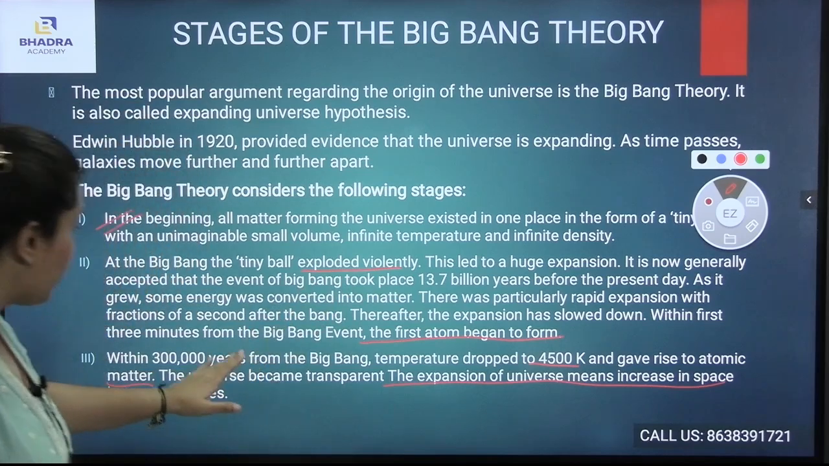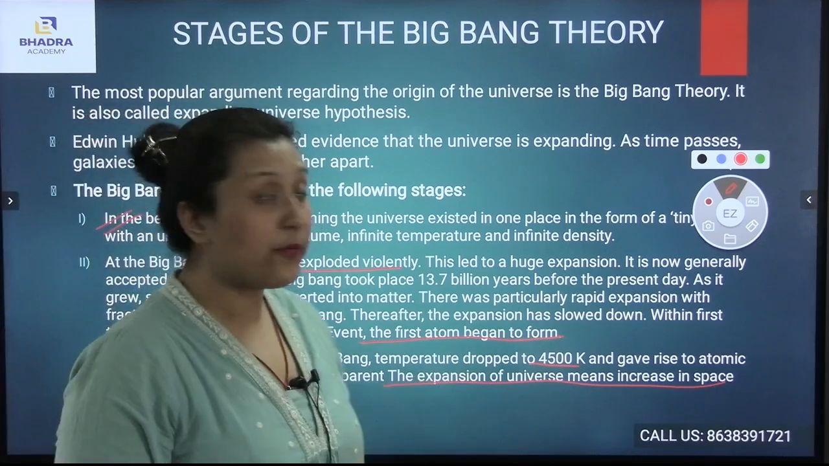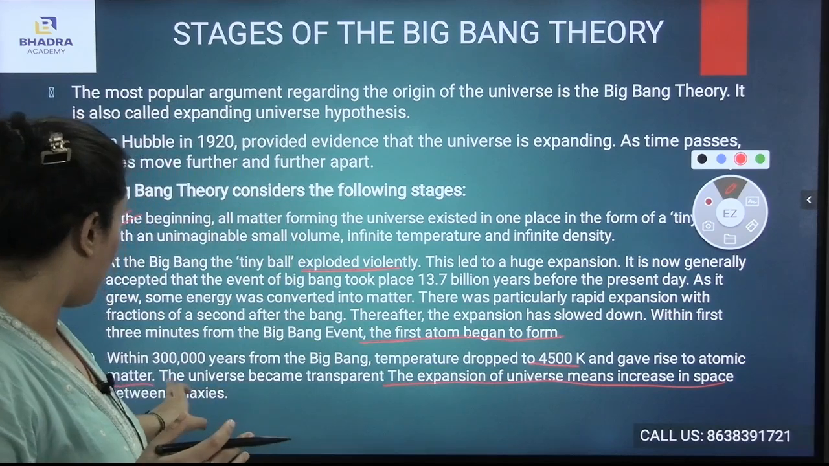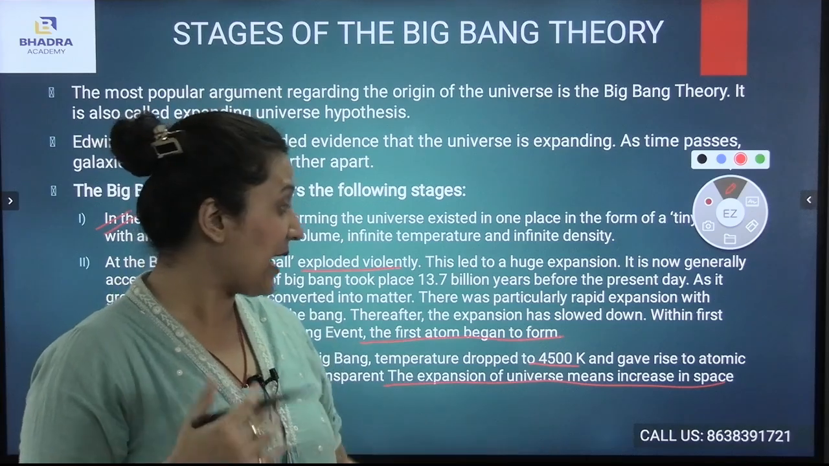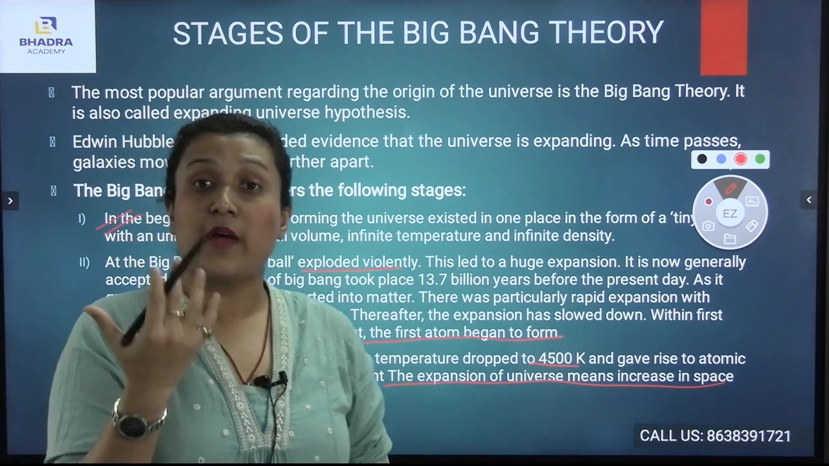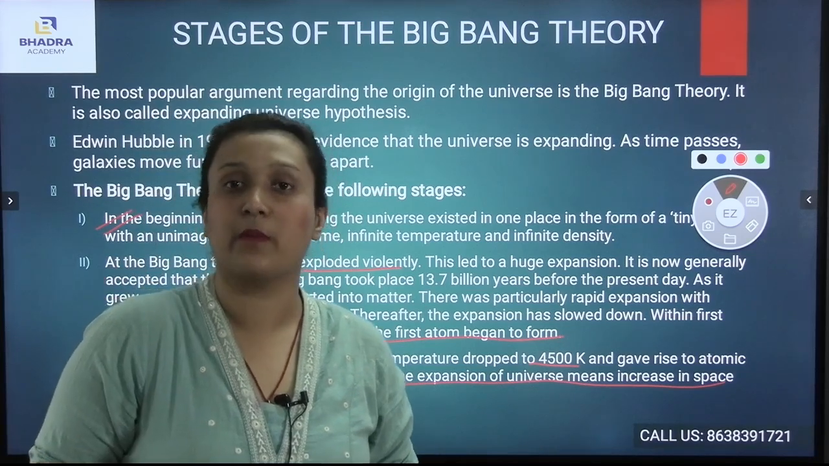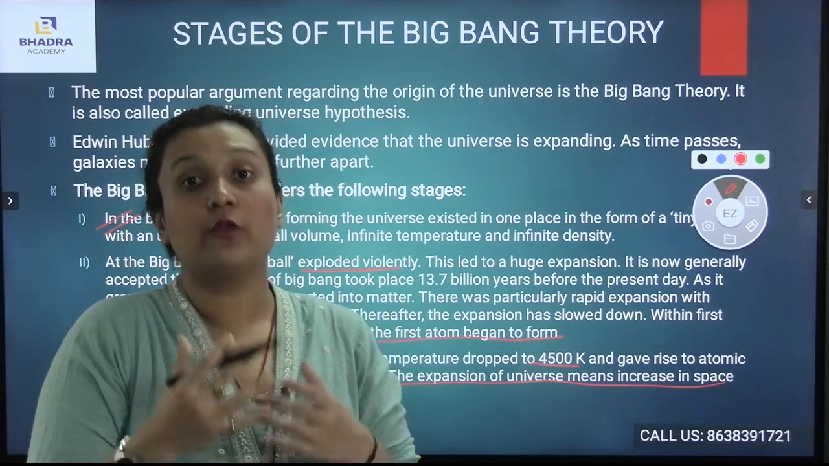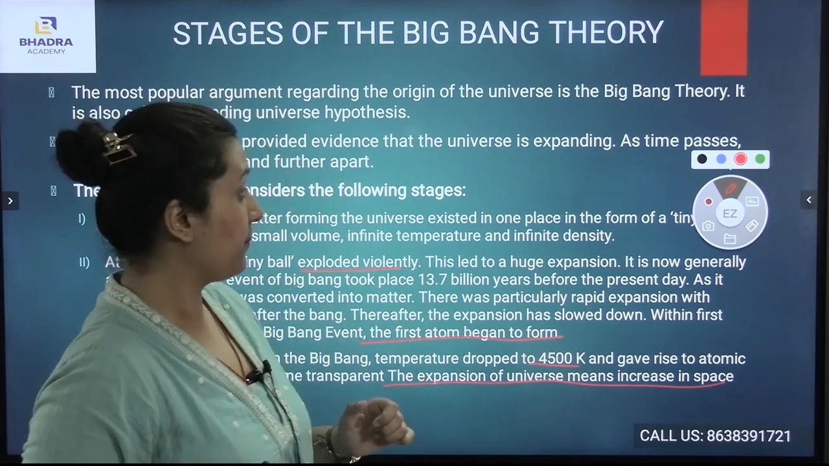In the third stage, after 300,000 years, the temperature dropped to 4500 Kelvin, and as a result, the universe became transparent. The universe became transparent and started to expand, and this expansion of the universe is considered to be the Big Bang theory. You see, the Big Bang theory is a little bit critical, but you will be understanding more regarding the theories of the Big Bang theory.